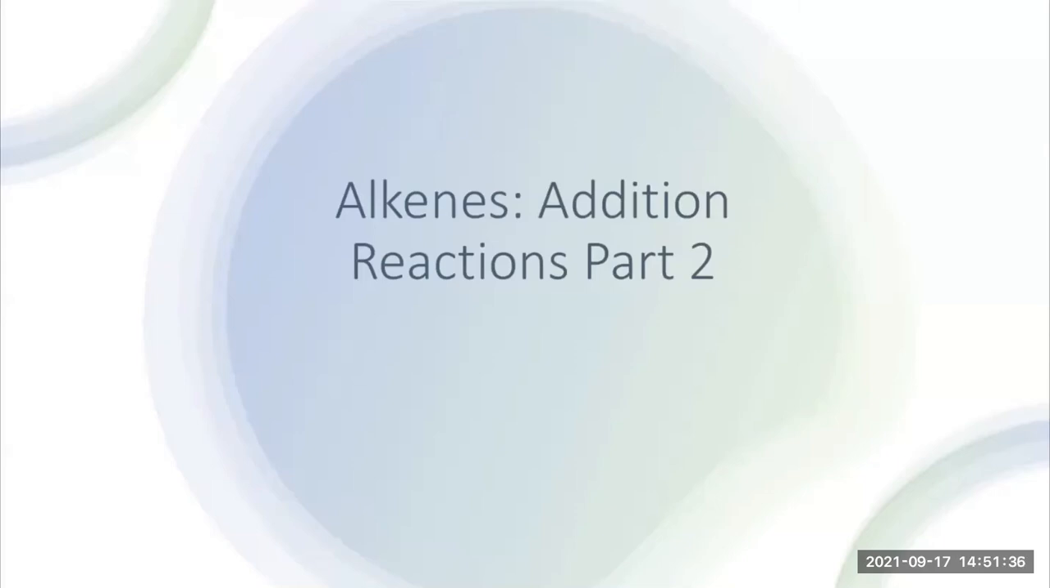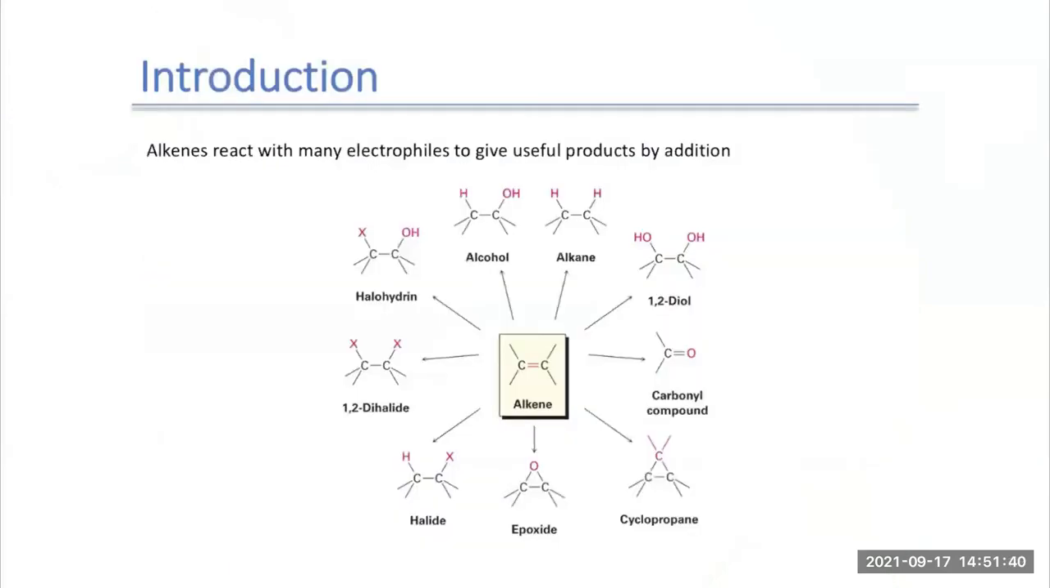In this video, we'll continue to learn about addition reactions to alkenes. So last time we talked about adding halogens, halohydrins, making alkanes, and cyclopropanes. This time, we're going to focus on forming alcohols.